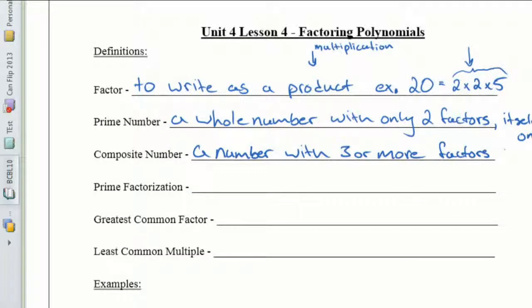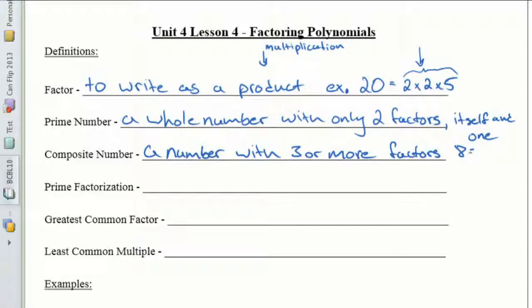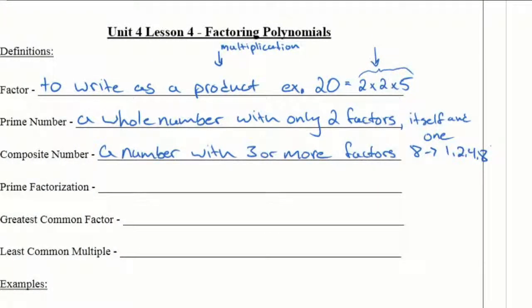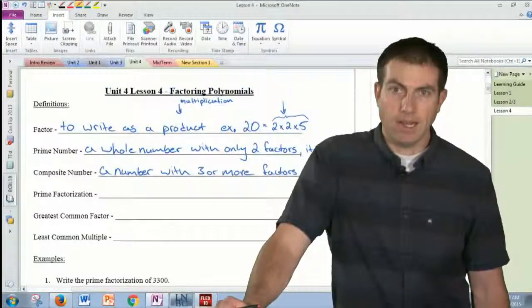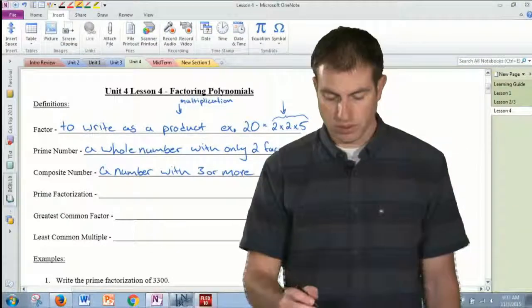So, let's pick a composite number. Something like 8. What are the factors of 8? Factors of 8, we could have 1, 2, 4, and 8. Those are all of the factors of 8. So that's a composite number because there's 3 or more of them. 4 by 2, 2 by 2 by 2, and 1 by 8. Those are all of our factors.